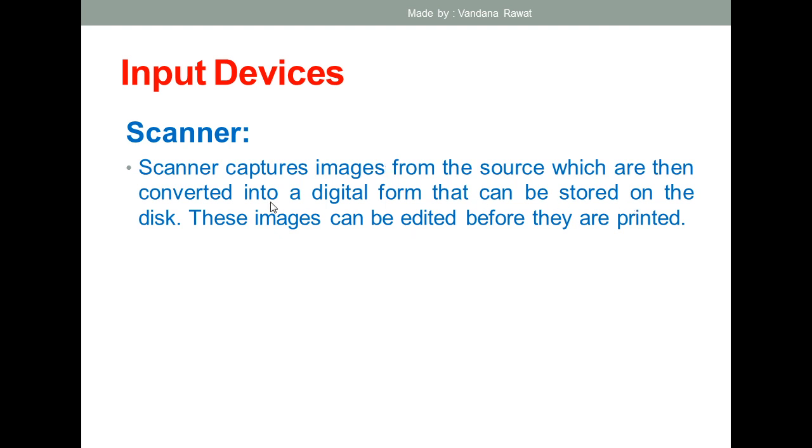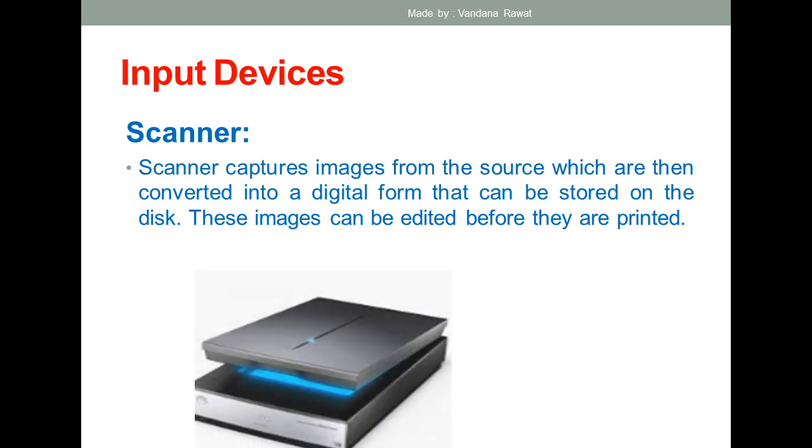And once these images have been converted into digital form, they can be edited before they are printed. We can make some changes. For example, if I have scanned one hard copy and I want to make it darker, I can do that. If I want to crop, I can do that. So these are some functions which are available with this digital file when we scan a file with the help of the scanner. It looks like this also.